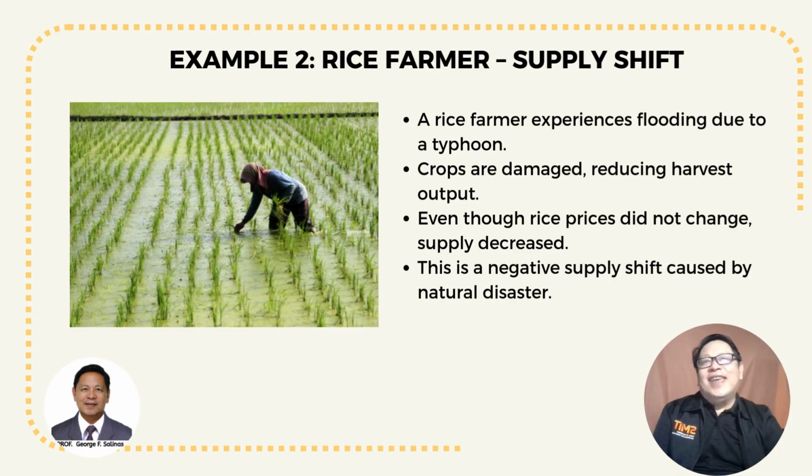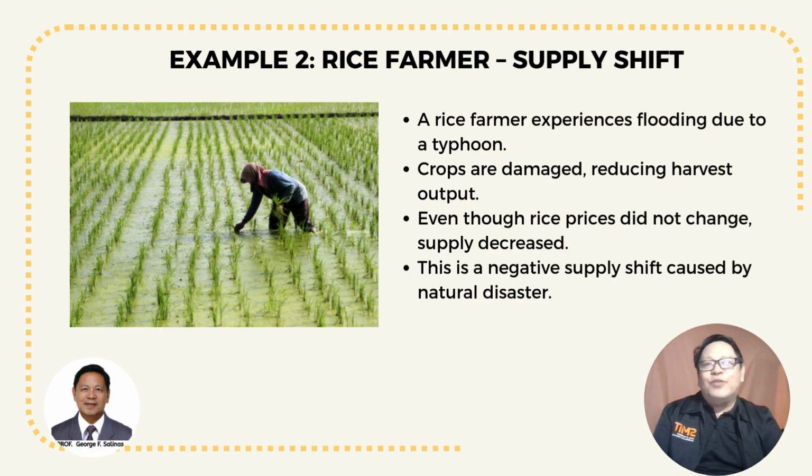Now, let's take the second example to illustrate the supply shift. This scenario is a classic example of a negative supply shift in economics. A natural disaster, a typhoon that causes subsequent flooding, causes widespread damage to rice paddies. So, what is the impact on the production? The physical damage to the crops and infrastructure directly reduces the amount of rice that farmers are able to harvest and bring to the market.